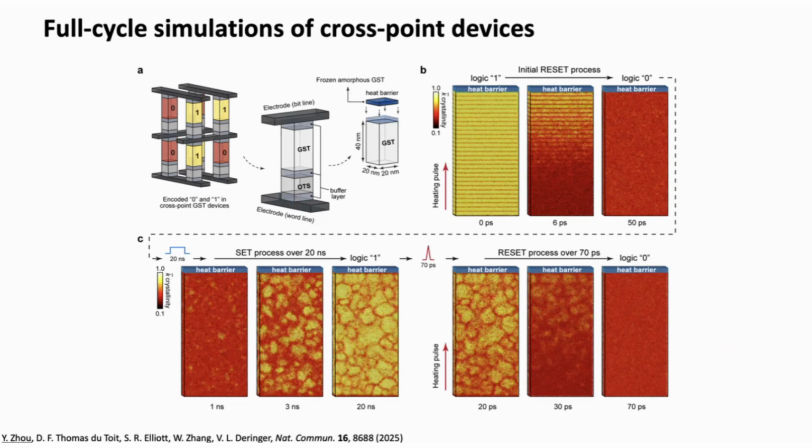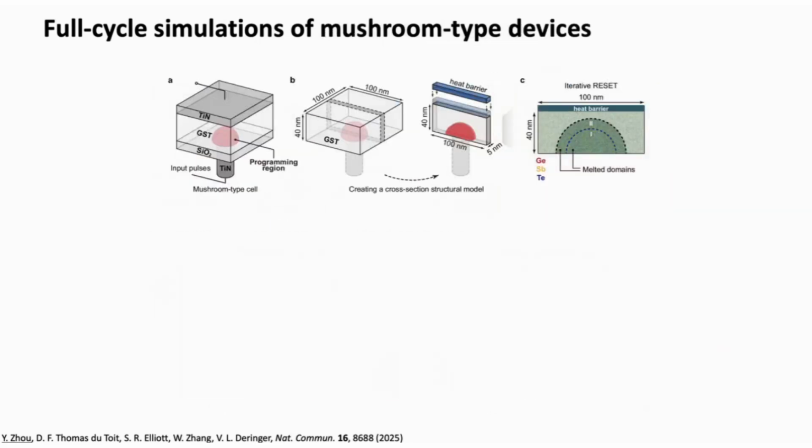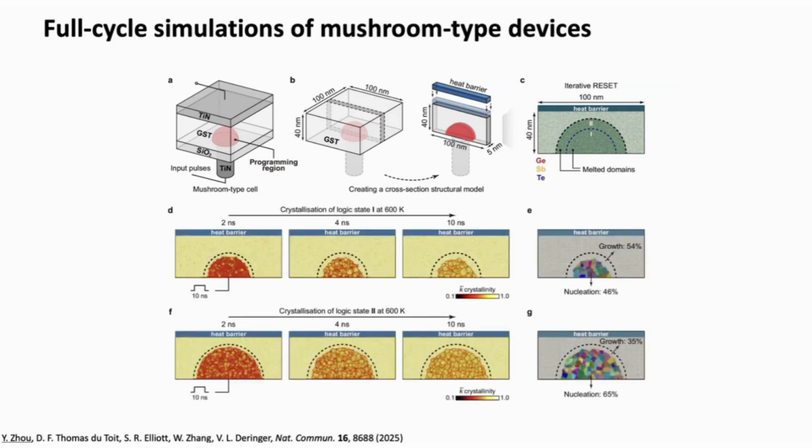It contains a 50 picosecond reset, followed by a 20 nanosecond set and another 70 picosecond reset. And you can see how a single crystal was melted and quenched into an amorphous phase and then crystallized back to a polycrystal with different grain sizes. We can also simulate the full cycle operation for mushroom-type devices, which contain almost 1 million atoms. It's important to note that this ACE potential can capture the stochasticity of nucleation and growth during crystallization, which is key to understanding the realistic switching process in GST devices.